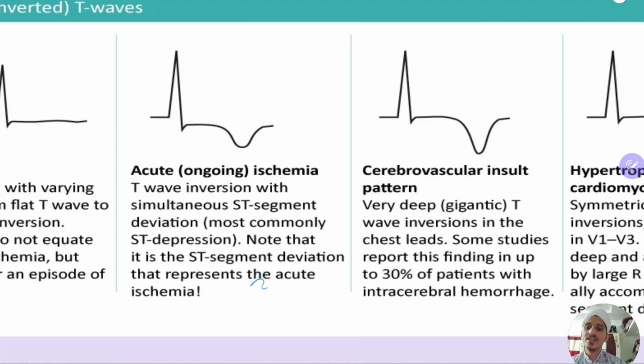Okay, note that it is the ST segment deviation that represents the acute ischemia. So just having an inverted T wave doesn't make the diagnosis that the patient is having ongoing ischemia. Along with symmetrical inverted T waves, you should have a deviation of ST segment, either elevation or depression. Most commonly it will be depression. So T wave inversion with simultaneous ST segment deviation implies ongoing ischemia. That is how you should differentiate post-ischemic from ongoing ischemia. This point is important. T wave inversion along with ongoing ST segment deviation implies ongoing ischemia. And symmetric T wave inversion, but no ST segment deviation, means it is post-ischemic most likely.